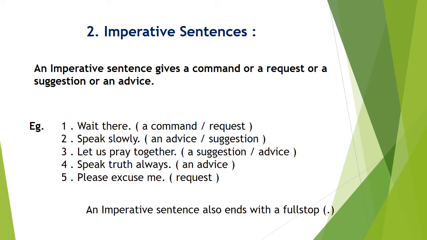Let's see examples. First one, wait, a command or request. Second one, speak slowly, an advice or suggestion. Third one, let us pray together, a suggestion or advice. Fourth one, speak truth always, an advice. Please excuse me, a request. An imperative sentence gives a command or a request or a suggestion or an advice, and it also ends with a full stop.